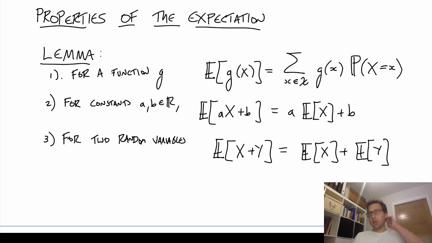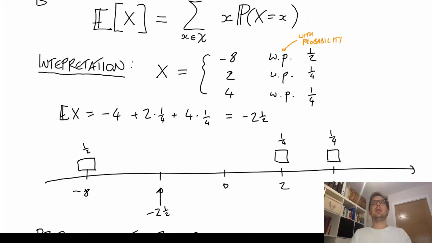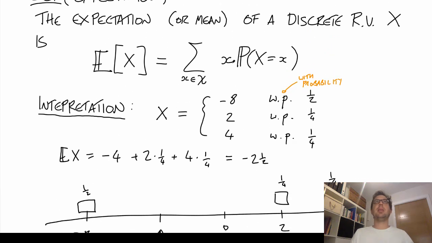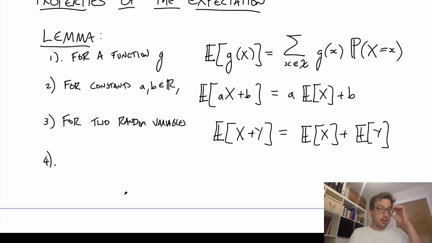So why do these sorts of things hold? Well, really this expectation is just a weighted sum. You can notice here we're just summing up the value of x with some weights attached to each outcome x of our random variable. So all the sorts of things that we expect to happen with sums are going to happen with expectations.